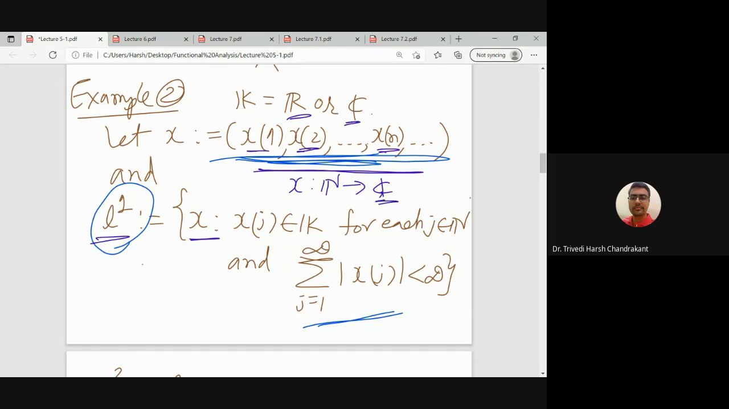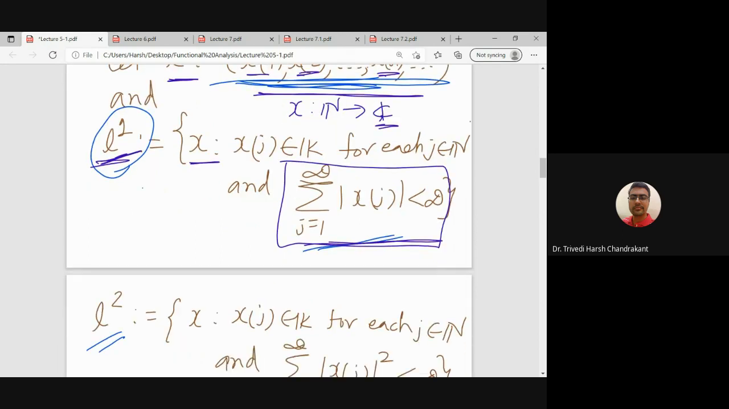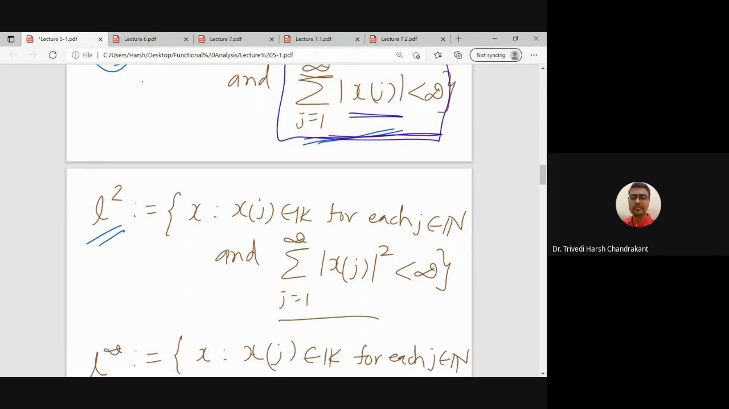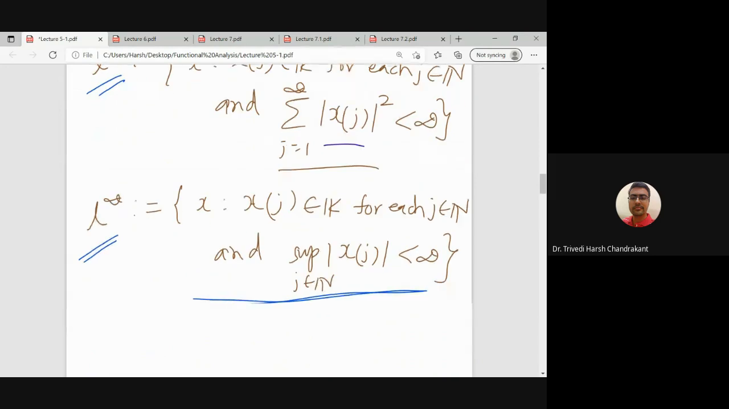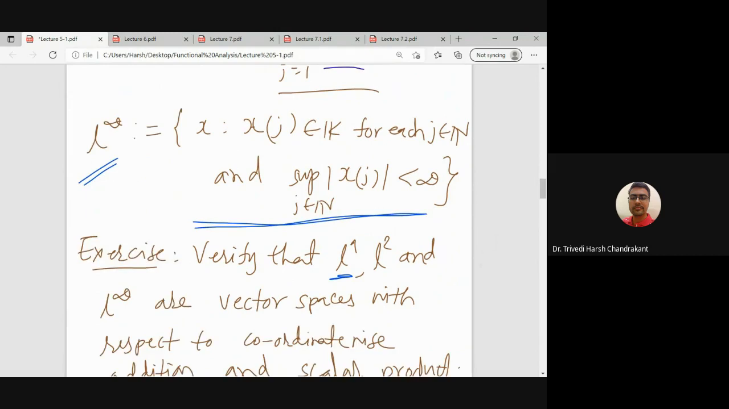They are either complex numbers or real numbers. And not only that, we are posing the condition that it should be an absolutely convergent series. Those sequences x1, x2, and so on, such that the corresponding series with modulus sign is convergent. So that is L1. Similarly, for L2, instead of mod x j, we take mod x j squared, and then we consider L infinity, in which we take the supremum of the modulus.